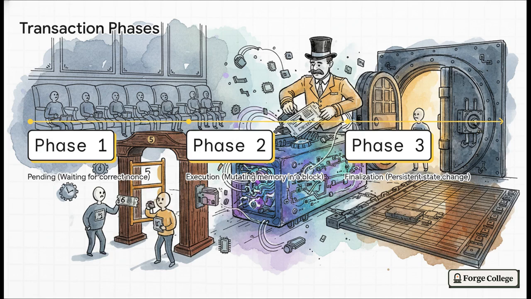Phase 2 is execution. The conductor has finally picked you up, placed you in a block, and your transaction is actively mutating memory. And finally, phase 3 is finalization. This is where your state change becomes completely persistent. Now, why does this timeline actually matter for you?